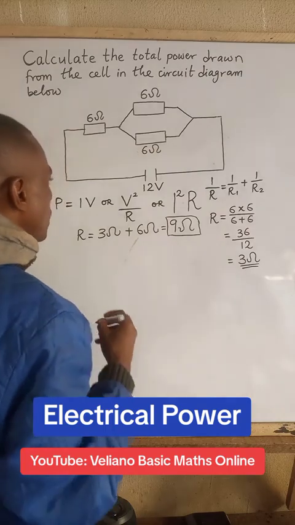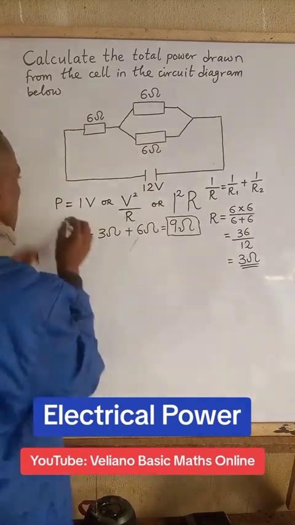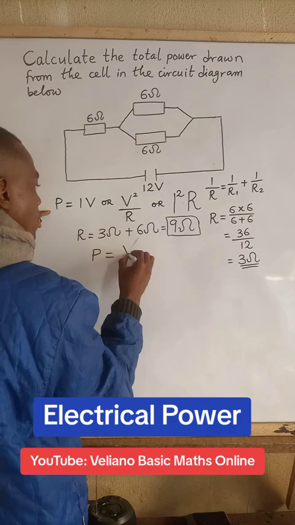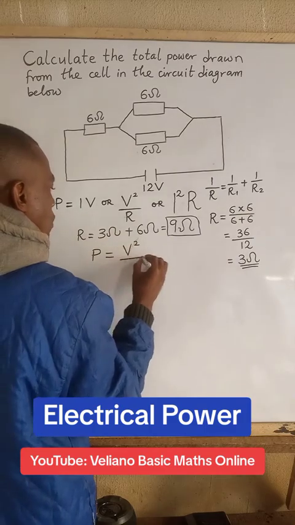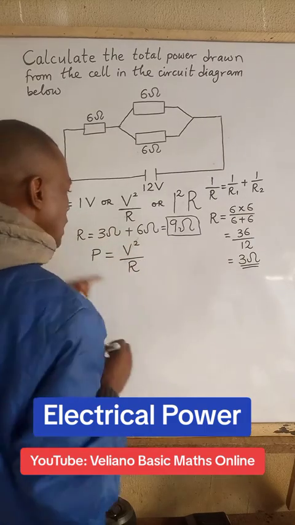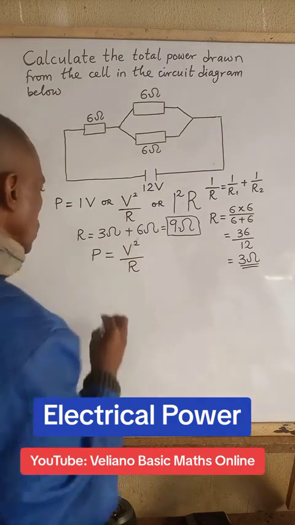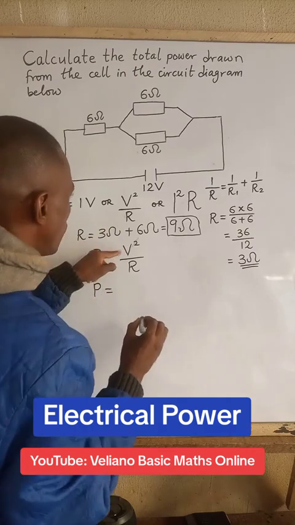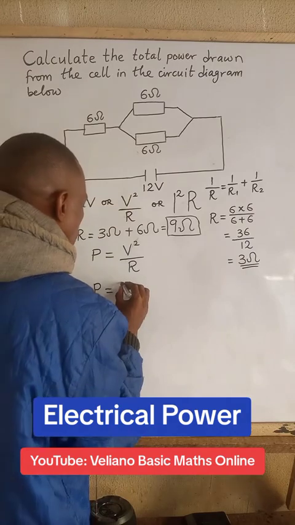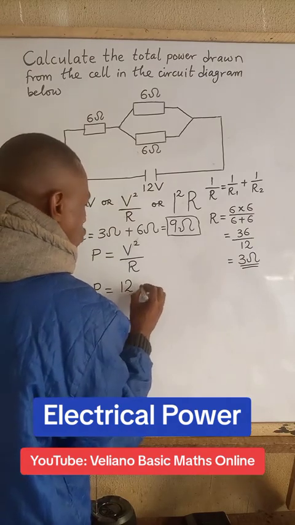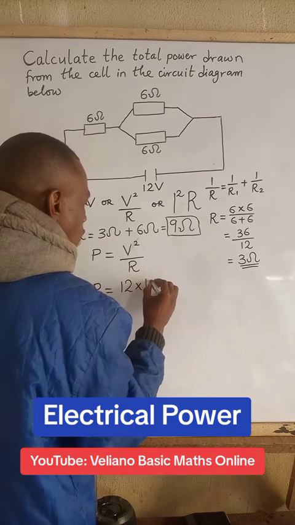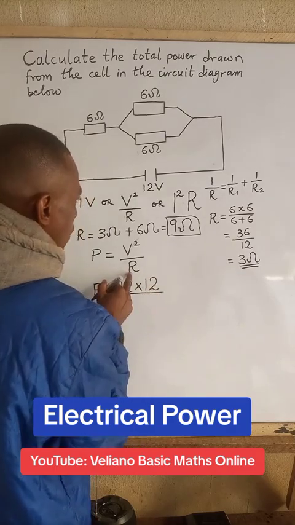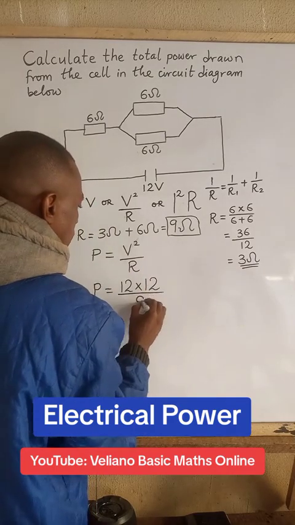Now, the next thing I will do is the computation of the total power drawn. The formula we are going to apply is power is equal to V squared over R. The next thing is substituting the values. P is equal to, the volt is given as 12 volts. So I will write 12 power 2, which means 12 times 12, all over the total resistance, which is 9.